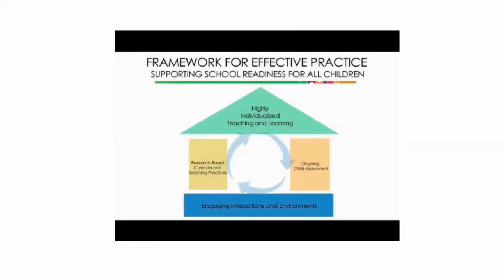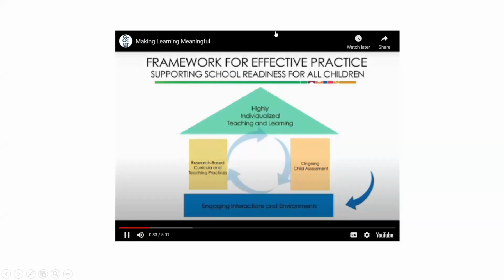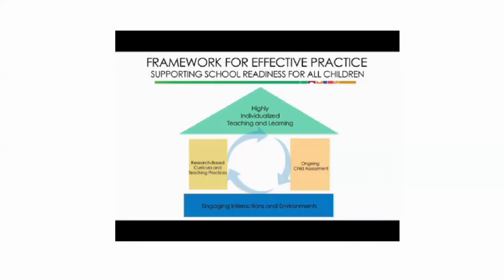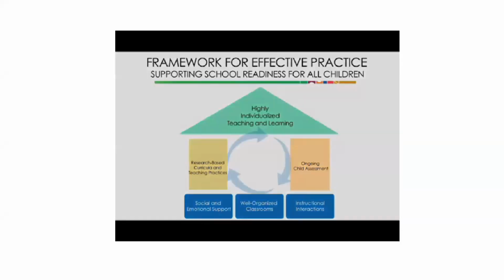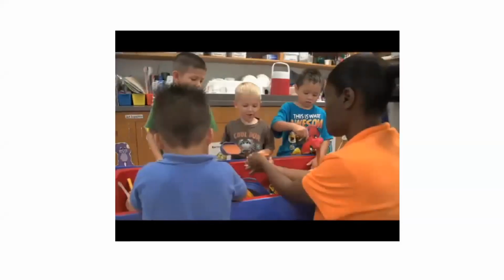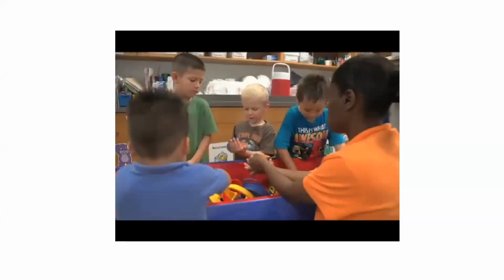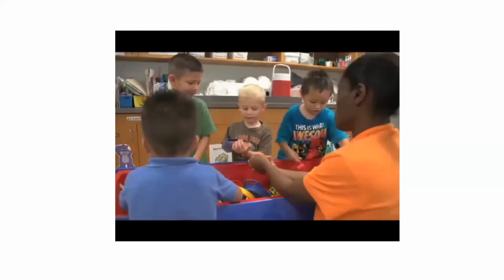Making learning meaningful fits into the foundation of our house. The house framework helps us think about, plan for, and use teaching practices that are important for achieving school readiness for all children. Engaging environments and interactions are the foundation of the house. These are critical for children's social and academic development. The foundation has 3 parts: social and emotional support, well-organized classrooms, and instructional interactions.